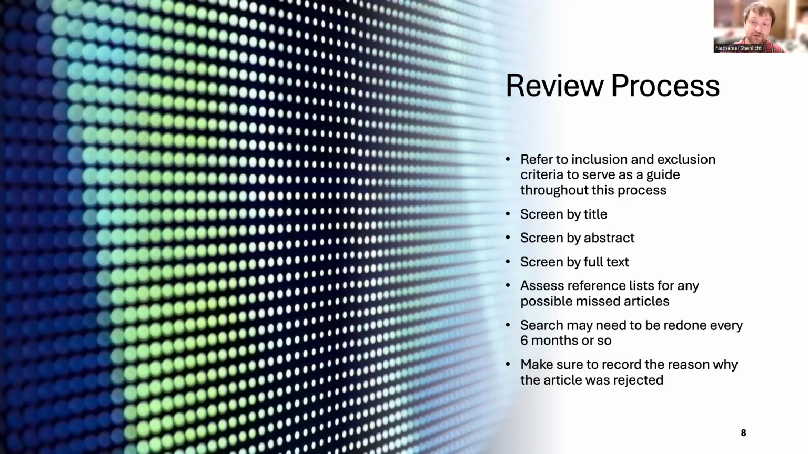It takes less time if you have a lot more reviewers to go through things, but again, you need a big team, and it still will take some time too. It also is important to record the reason why an article was rejected, not necessarily because the journal might require you, but it's helpful just to have that record.